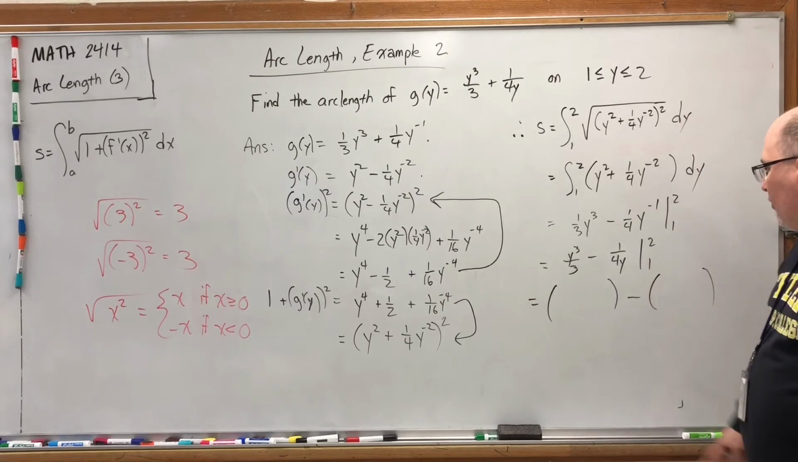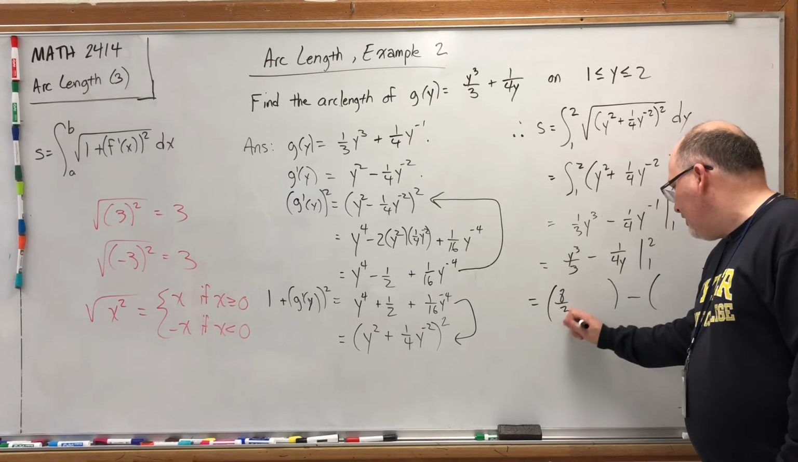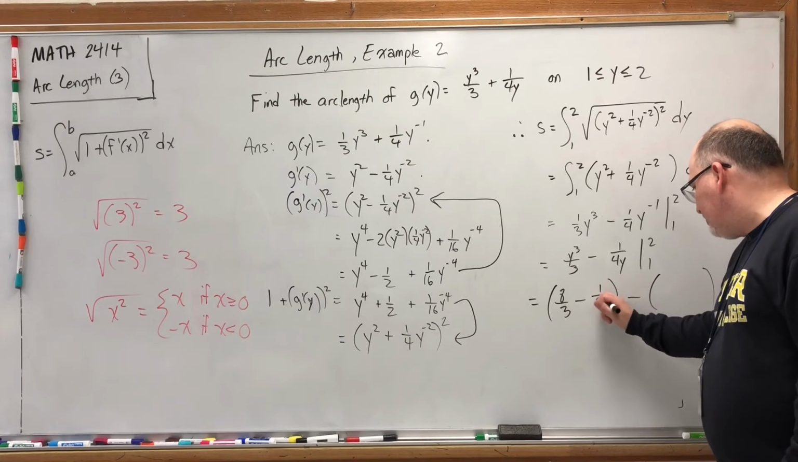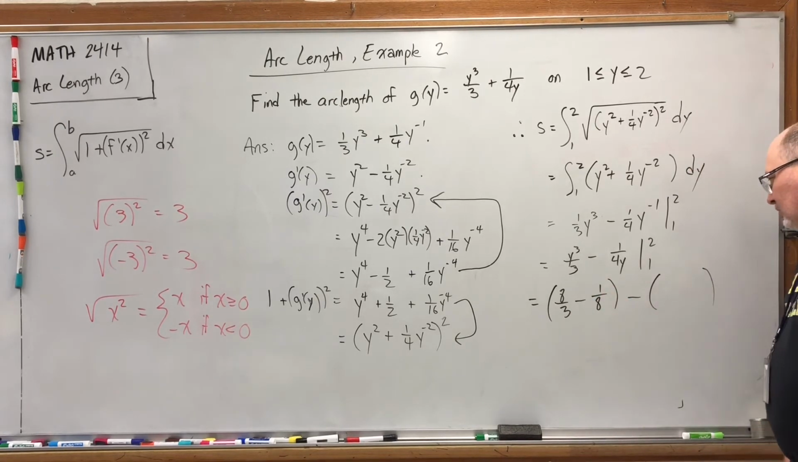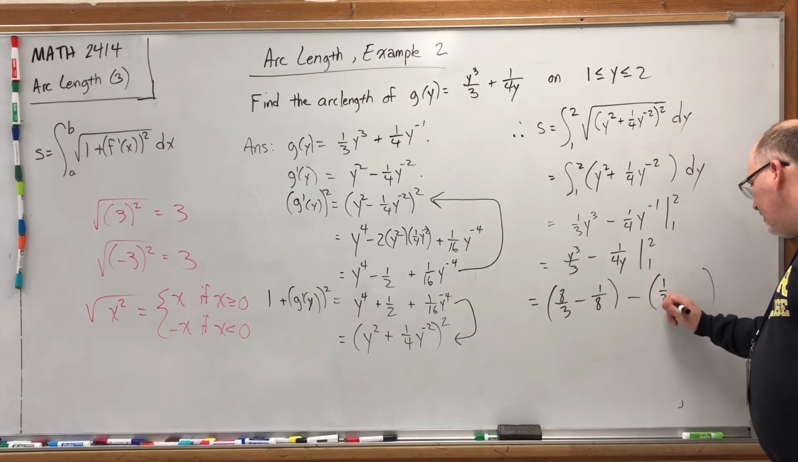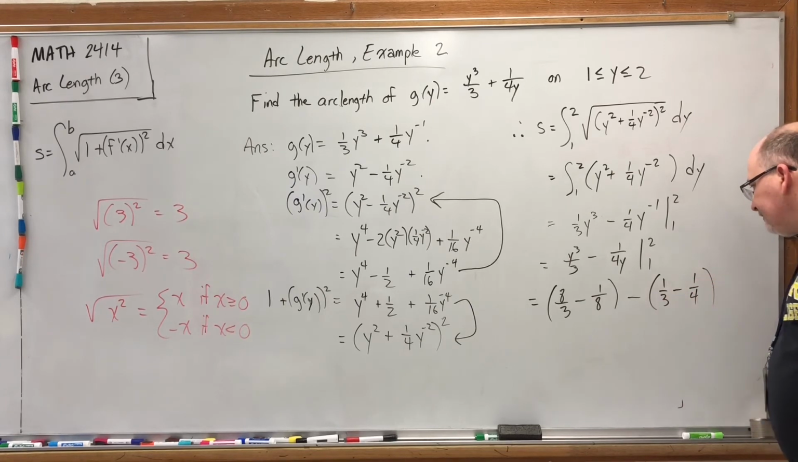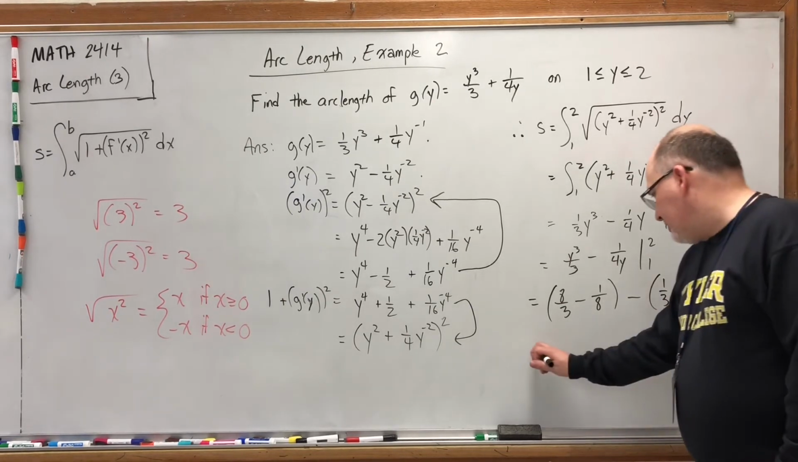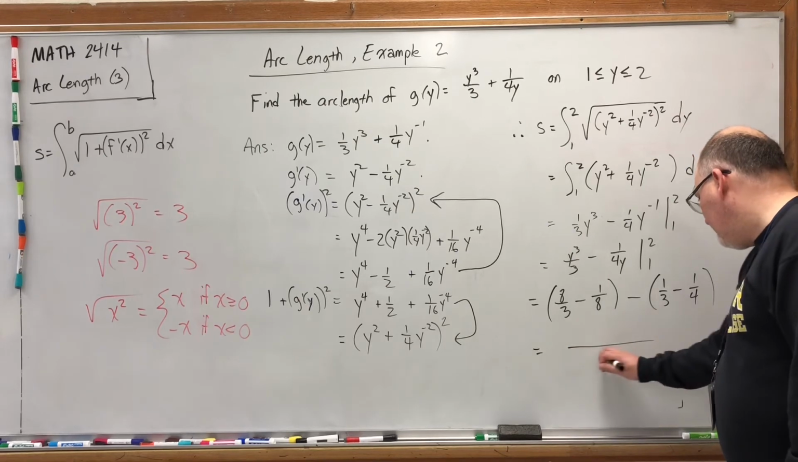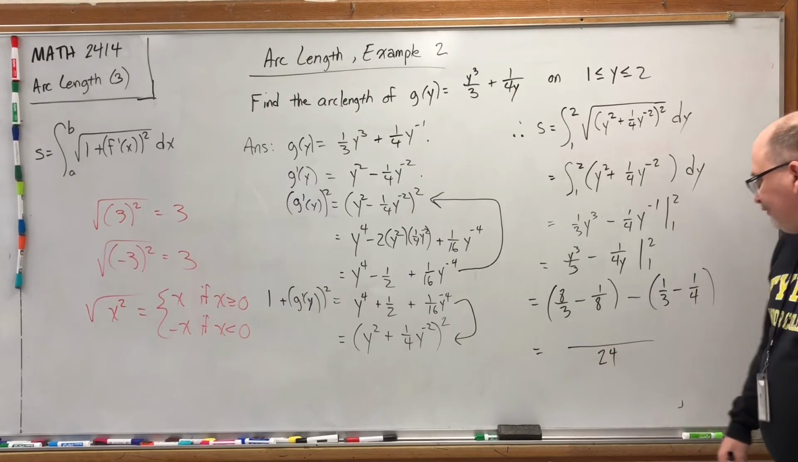If we substitute the upper limit, we get 8 over 3 minus 1 over 4 times 2, which is 8. And if we substitute the lower limit, we get 1 over 3 minus 1 over 4. Common denominator is going to be 24. Let's put it all together.